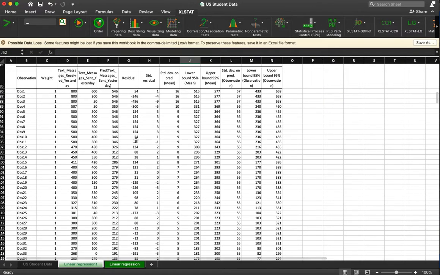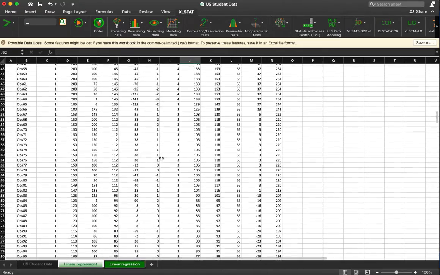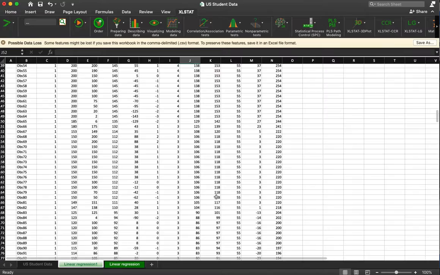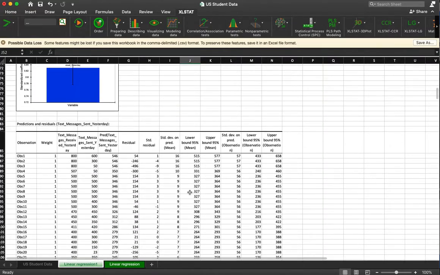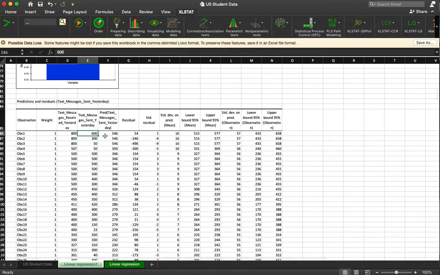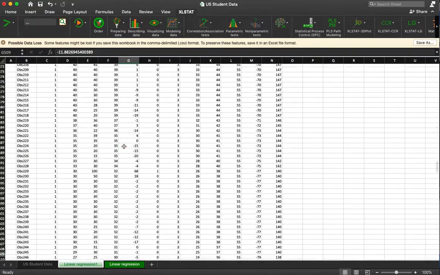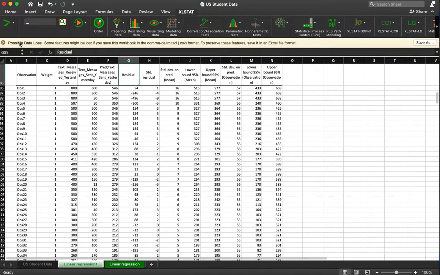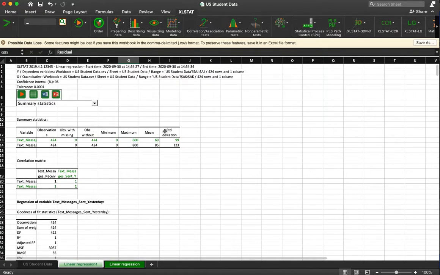We can come down here and we can actually see a whole lot of information about what was calculated, including a prediction. So this is the predicted number of text messages sent and the actual. So if we had somebody that received 500, but then they sent 50, the predicted was 350, but that was off by 300. And that gives it for all of our observations. Excellent. So we just did the linear regression.